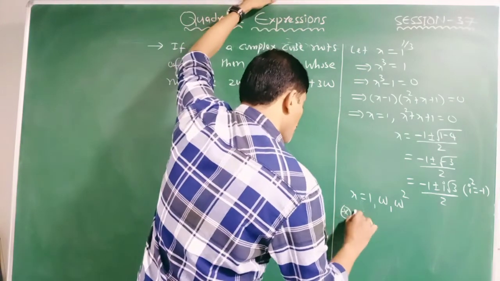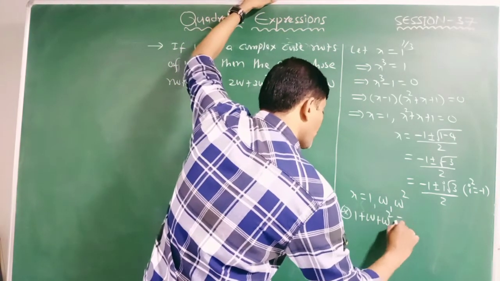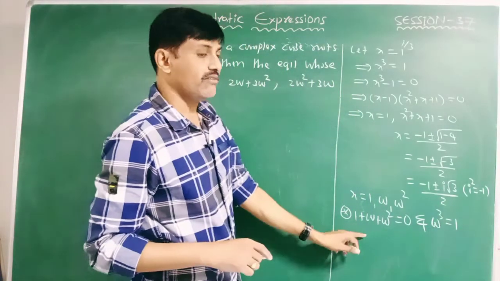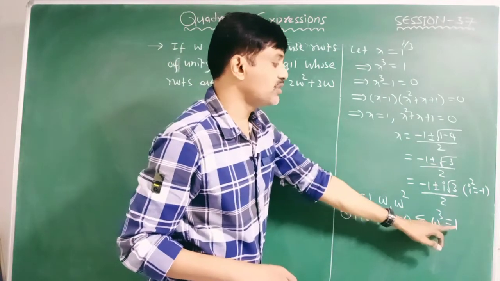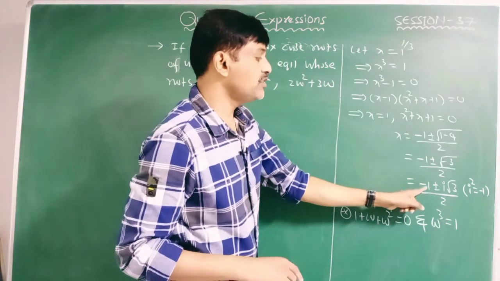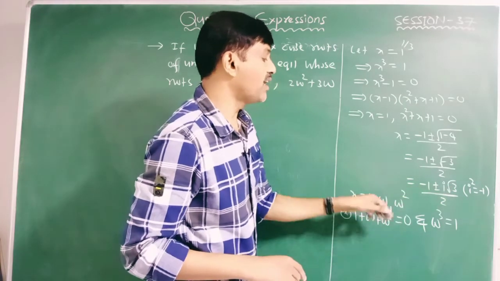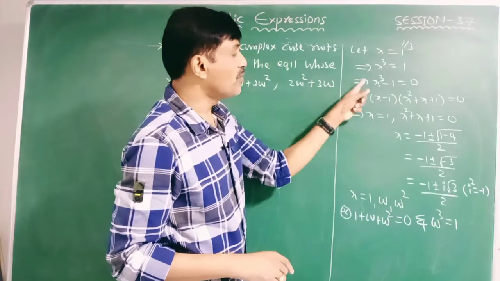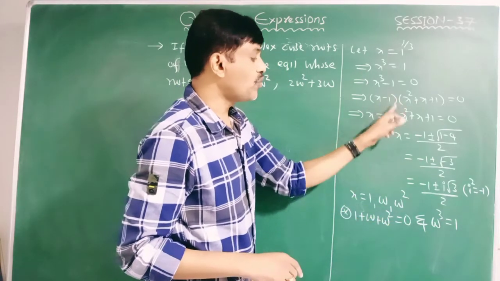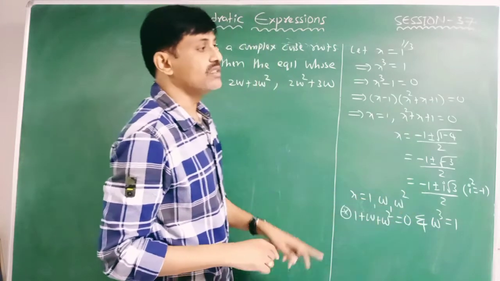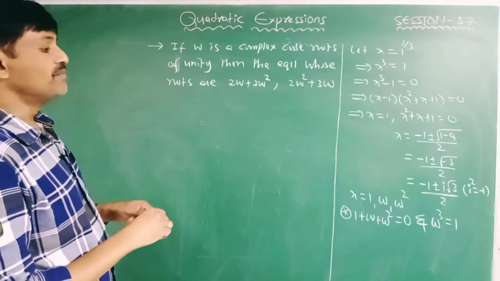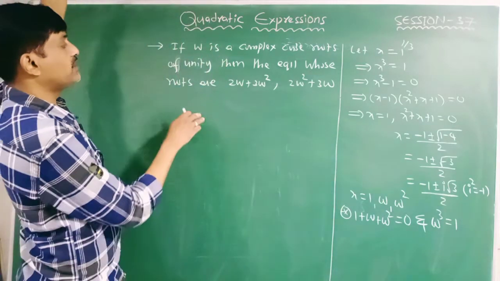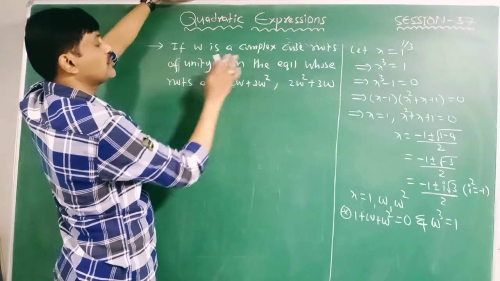In this case, 1 plus omega plus omega square is always 0, and omega cube is equal to 1. The sum of the roots is equal to 0 and the product of the roots is equal to 1. One is omega, which means minus 1 plus i root 3 by 2 is omega, then the other, minus 1 minus i root 3 by 2, is omega square. The sum of all these is equal to 0 and the product of these three roots is equal to 1. Omega and omega square values are minus 1 plus or minus i root 3 by 2.